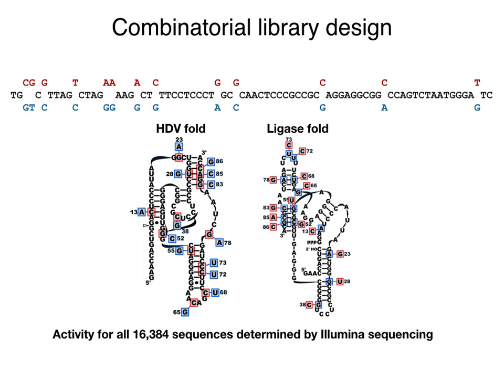And so we set out and we designed and synthesized this combinatorial library, which contained a combination of 2 nucleotides at each of 14 positions, shown as the red and blue letters. And we've shown these mutations on the HDV fold on the left and the ligase fold on the right. And we used a high throughput sequencing assay to detect the fraction cleaved in the HDV fold and the fraction ligated in the ligase fold for all 16,000 of these sequences.